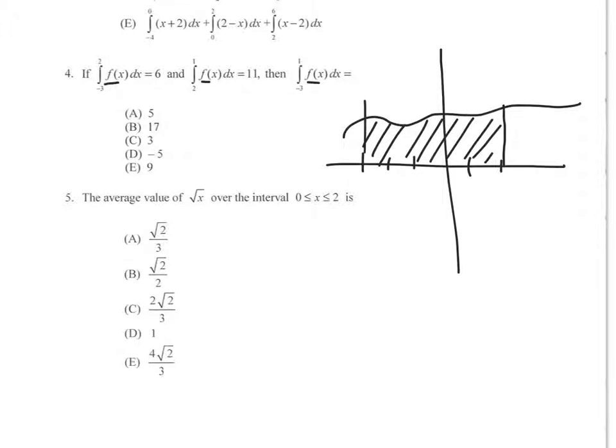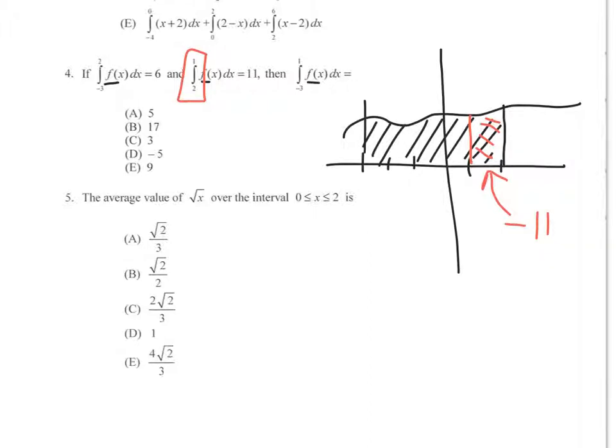And then from, well, this is a little odd. It says from 2 to 1. So that's going the opposite direction, is 11. Okay, so this area is 11, but since it's going in the opposite direction, we're going to think about that as a negative 11.